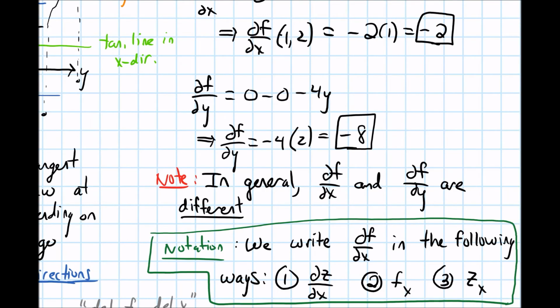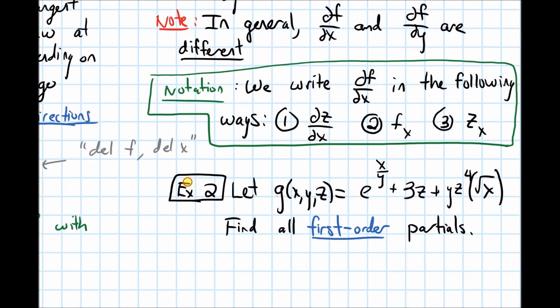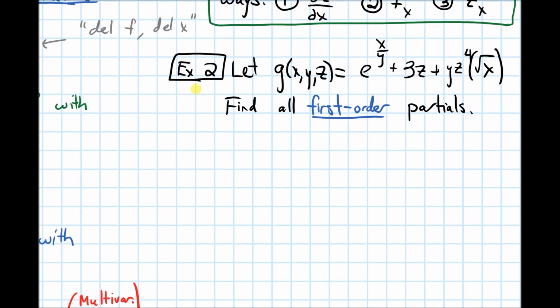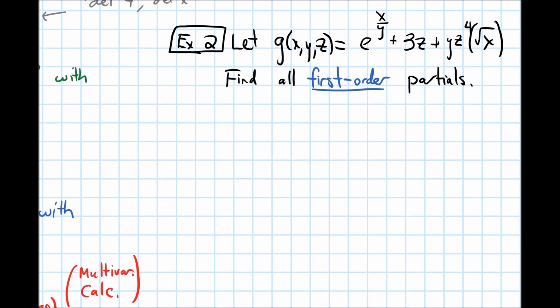All right, let's look at another example. So in example 2, we have this function g in terms of 3 variables, and we want to find all first-order partials. And first order just means take the partial derivative once. In the next video, we'll talk about how to find second-order partial derivatives. There, we'll take the partial derivative twice. So we need all of these.